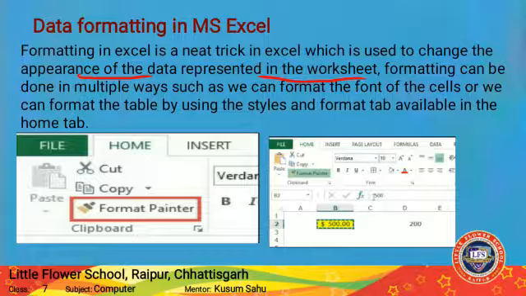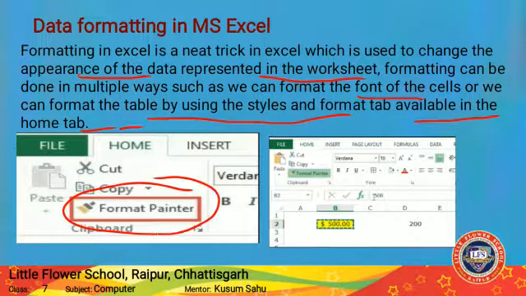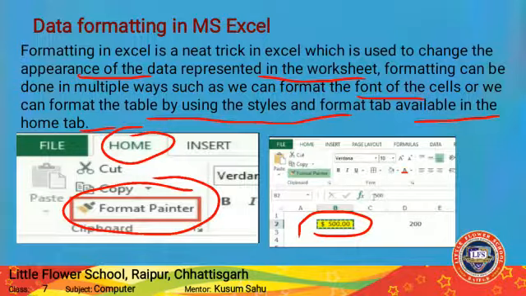Formatting can be done in multiple ways, such as we can format the font of the cells, or we can format the table by using the style and format tab available in the home tab. Here you can see on the screen. So by using this you can change like this. Here change the color of the cell, designs of the cell, etc. we can change in this option only. So formatting is used to change the appearance of the data which we have recorded in MS Excel.